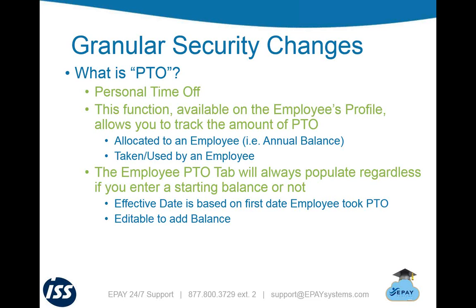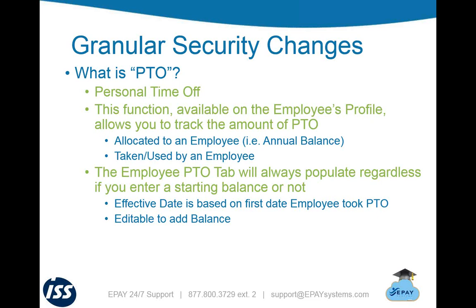So first off, what is PTO? This is an abbreviation for personal time off. This function is available on the employee's profile and allows you to track the amount of PTO that has been allocated to the employee via like an annual balance. So vacation, 40 hours, 80 hours, whatever it may be. And then you also track how much has been taken or used by that employee.